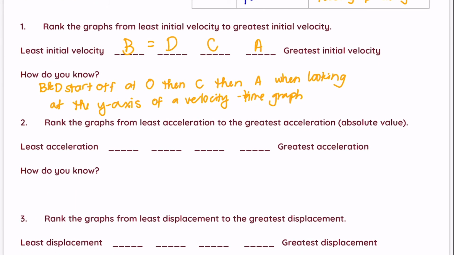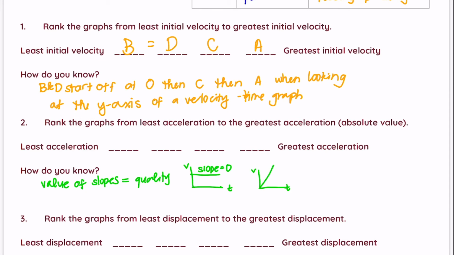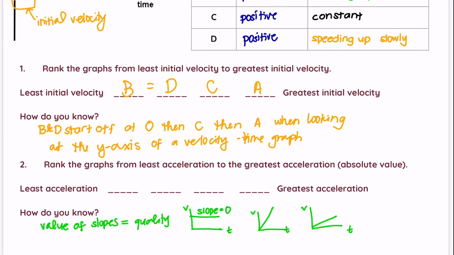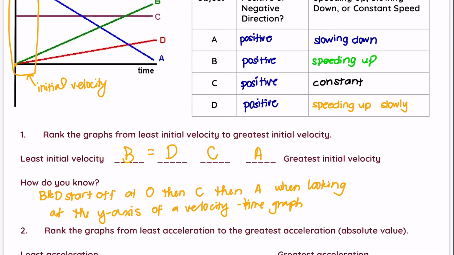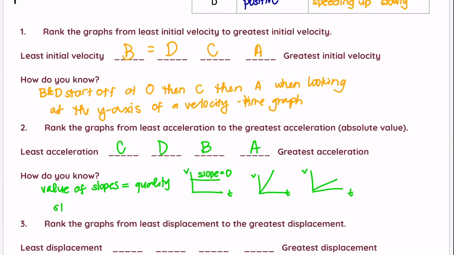All right, and now we're going to rank the graphs from least to greatest acceleration. That means we're going to take a look at the value of the slopes. Since we don't have actual numbers, what we can do is take a look at the quality. On a velocity time graph, if it's flat like this, the slope is 0. If it's steep, that means high acceleration, and if it's flat, that means low acceleration. So we're going to take a look at the flattest one, which is C. C is pretty flat. Then the next flattest would probably be D, then B, then A. So we're looking at the steepness of the slope.